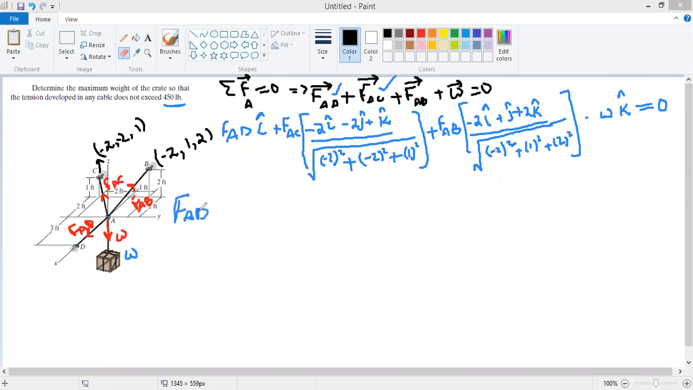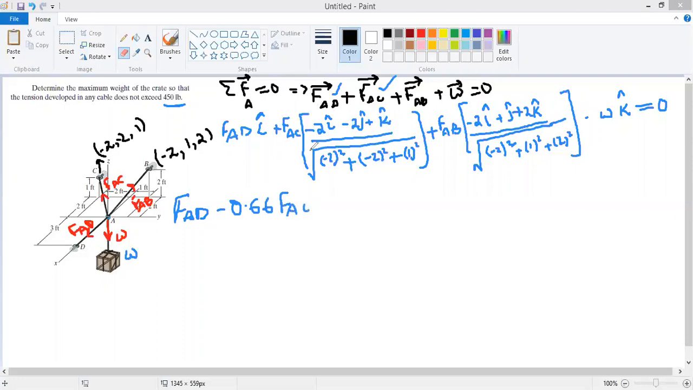So we have FAD. Now we have -2 divided by this edge FAC, that will also be along i, so it will be minus FAC. So we have to solve 2 divided by the square root of 2 squared plus 2 squared plus 1 squared. This is 4 plus 4 is 8, 8 plus 1 is 9, so this is 3. So we will directly write it as 0.66, so it will be minus 0.66 FAC.